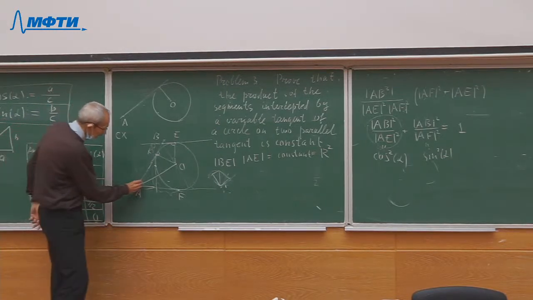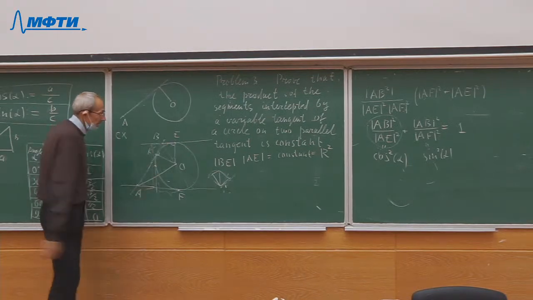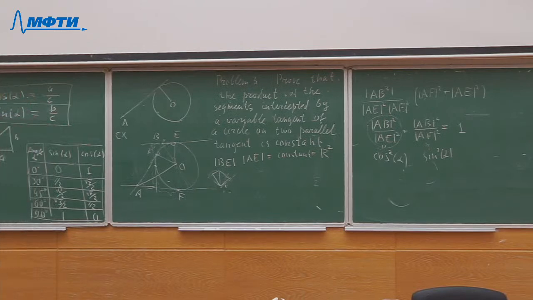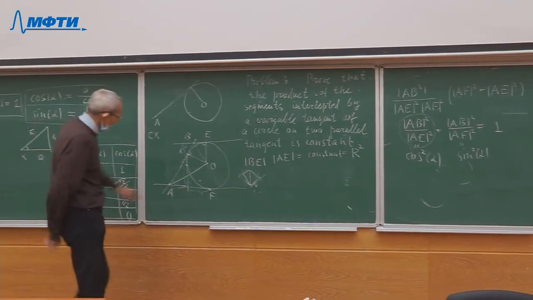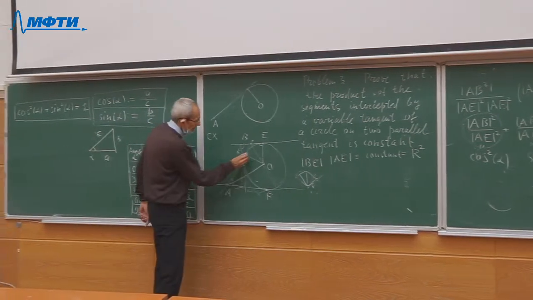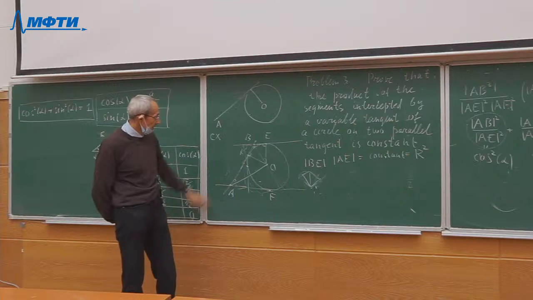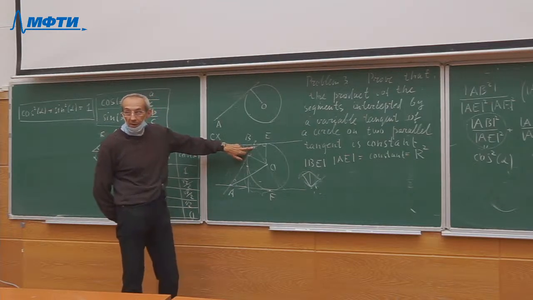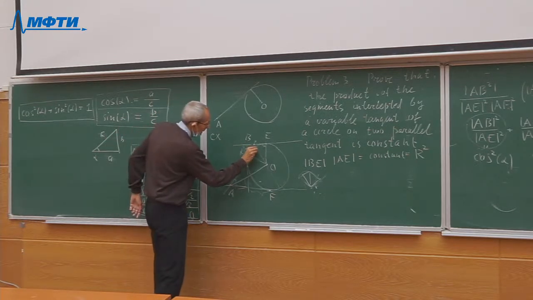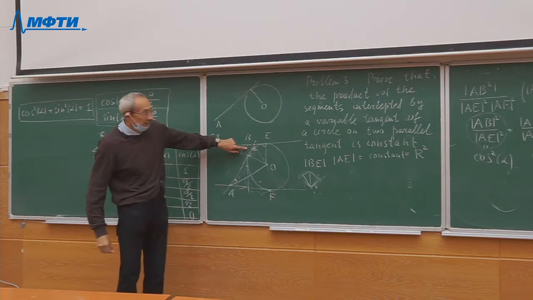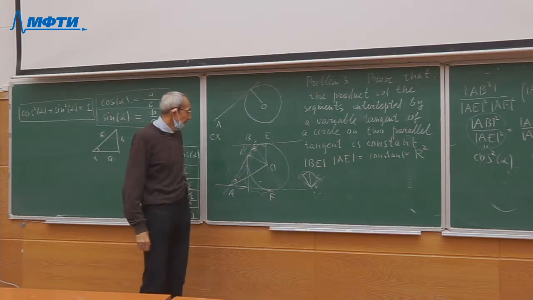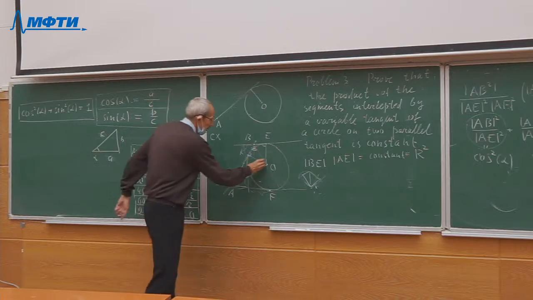We have this angle plus this angle is equal to a straight angle. This angle is half of this. This angle is half of this. The sum of this angle and this angle is equal to a right angle. The sum of these angles is equal to a right angle. And we obtain this angle is also right.